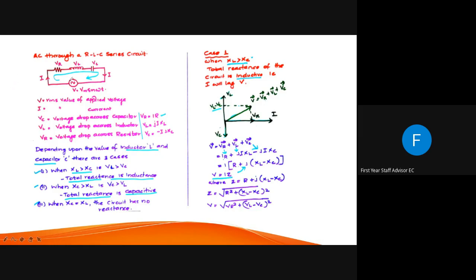Okay, now there is an AC source where resistor, inductor, and capacitor are connected in series. All three components are there. And what I am writing is: V is equal to the RMS value of applied voltage, I is equal to the RMS value of current, VC is equal to the voltage drop across the capacitor, VL is equal to the voltage drop across the inductor, and VR is equal to the voltage drop across the resistor.